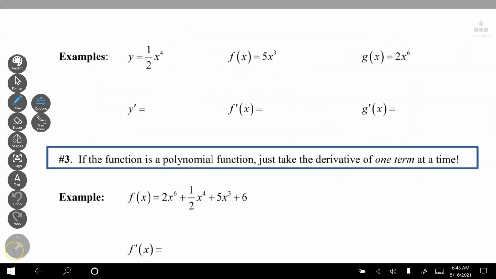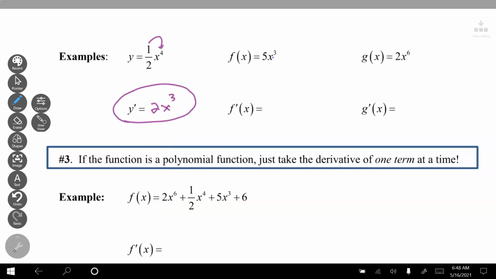Let's try some examples. If y equals 1/2 x to the 4th, well, 1/2 times 4 is going to be 2x, and I lose 1 off the 4, it becomes x to the 3rd. So y prime is 2x to the 3rd.